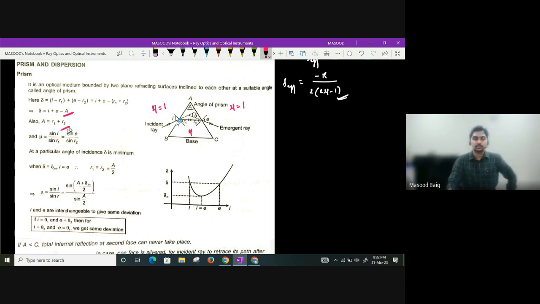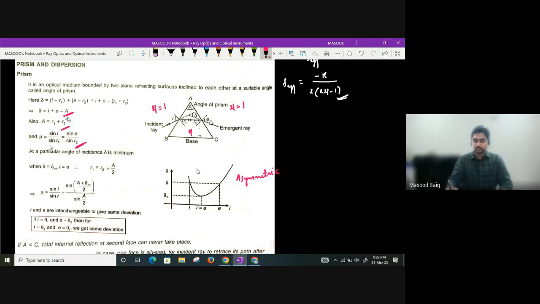So if I apply Snell's law, I'll get 1 into sin i as mu into sin r1. I will get mu into sin r2 as 1 into sin e. Okay, this is how you will find out refractive index. Now, deviation variation with angle of incidence is very important. Which graph it is following, they will ask. It is going to follow an asymmetric graph, guys.